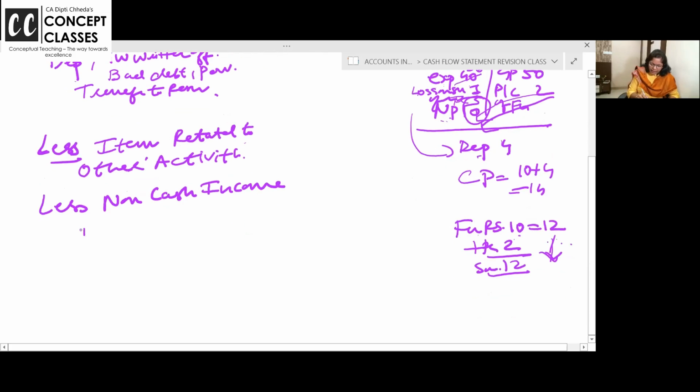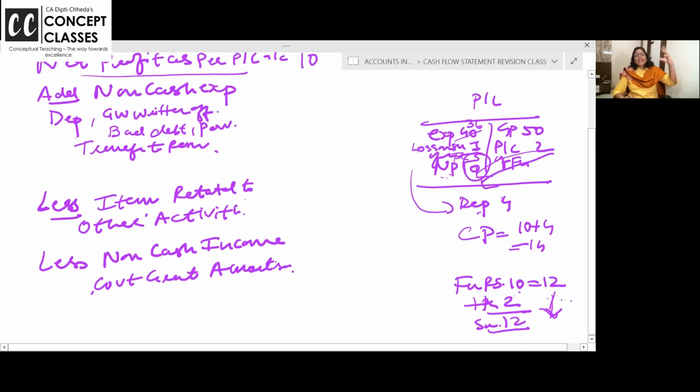What is the example of non-cash income? Like we can say government grant amortized. They ask this in many exams. You received a government grant, so cash account debit to government grant, 10 rupees. Now out of 10 rupees, every year you are putting 1 rupee in the P&L account as credit. Is any money coming in? Answer is no. So non-cash income, remove it. Non-cash expense, add back. Items related to other activities, remove.